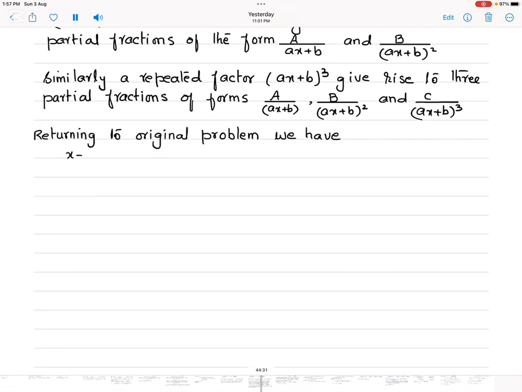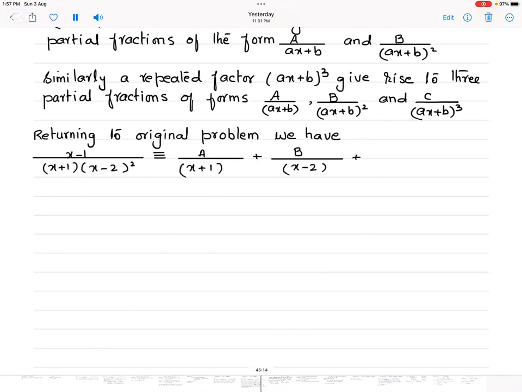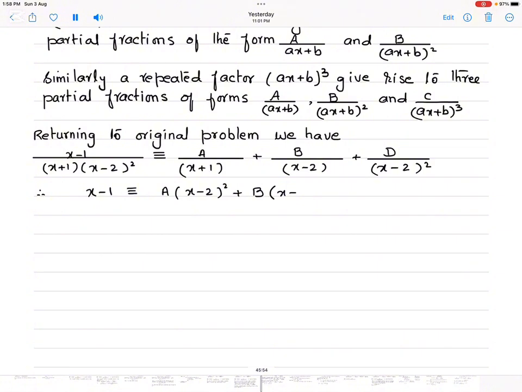Returning to the original problem, we have (x − 1)/((x + 1)(x − 2)²). This is identical to A/(x + 1) + B/(x − 2) + D/(x − 2)². You can write C instead of D. Therefore, x − 1 is identical to A(x − 2)² + B(x + 1)(x − 2) + D(x + 1); we are taking the LCM here.